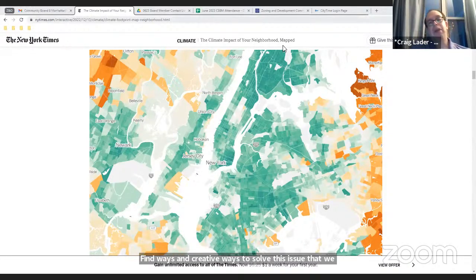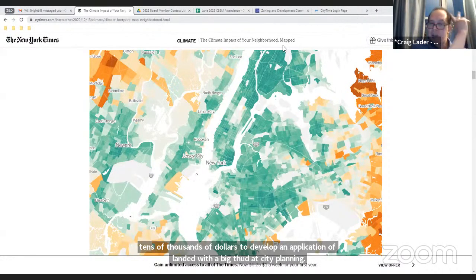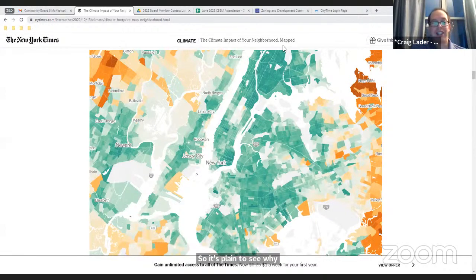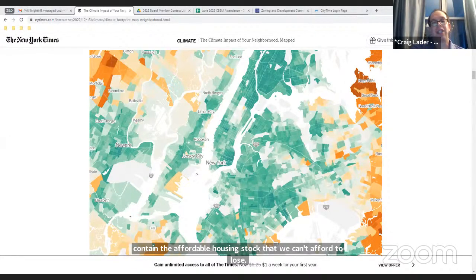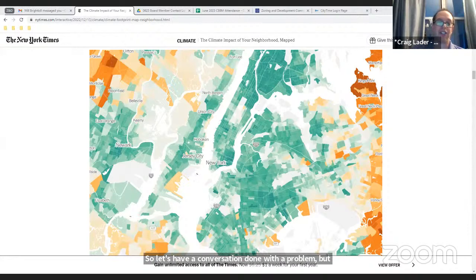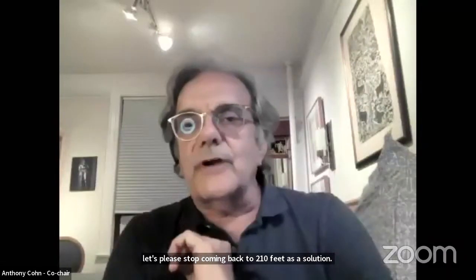We spent the better part of the past 5 years pursuing this 210-foot height limit, and we've gotten nowhere, literally nowhere, except for spending tens of thousands of dollars to develop an application that landed with a big thud at city planning. So it's plain to see why it was rejected. Arbitrary height limits just aren't a sound urban planning practice in a dense urban environment such as Community District 8, and such height limits won't stop developers from swallowing up underbuilt sites that tend to contain the affordable housing stock that we can't afford to lose. So let's have a conversation dealing with the problem, but let's please stop coming back to 210 feet as a solution. Thank you. Thank you, Craig.